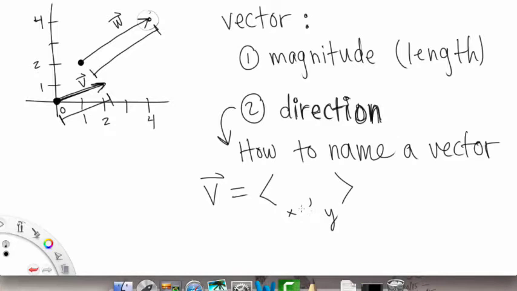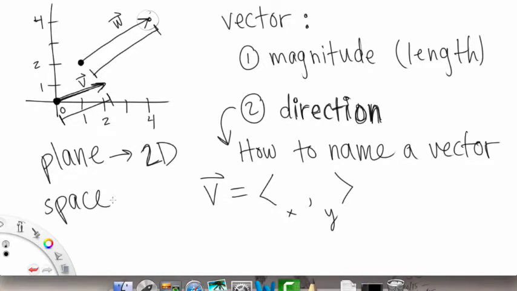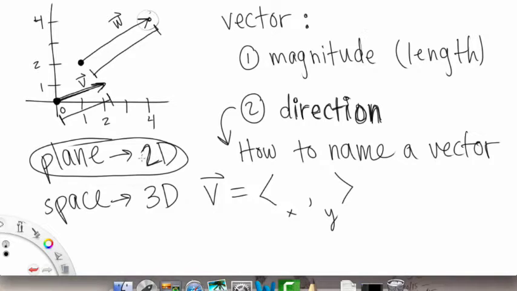And here there are only two components, the x and the y component, because we're only in the plane, which means, so plane refers to 2D, right? Plane refers to a two-dimensional thing. And space, just for future reference, refers to three-dimensional, okay? So right now we are starting in the plane, so we only have these two components. If we look at vector v, how many units does it move in the x direction?